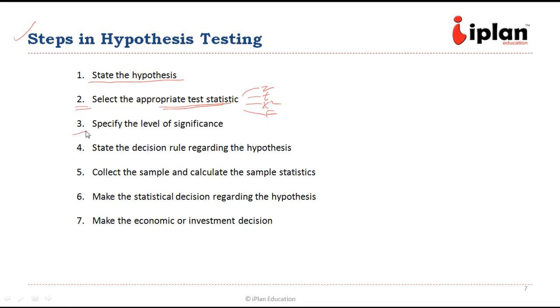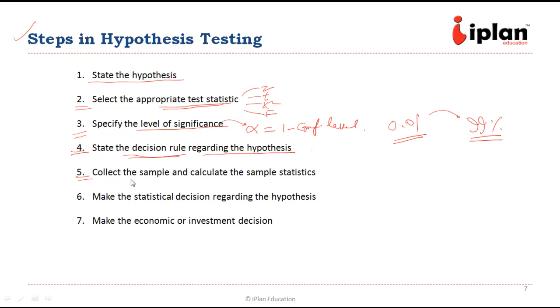Then the third step is to specify the level of significance. We know level of significance is alpha, which is 1 minus the confidence level. For example, if we say level of significance is 0.01, that means we are 99% confident of the outcome. The fourth step is stating the decision rule regarding the hypothesis. In this, we decide what are the critical values on which we decide to reject the hypothesis.